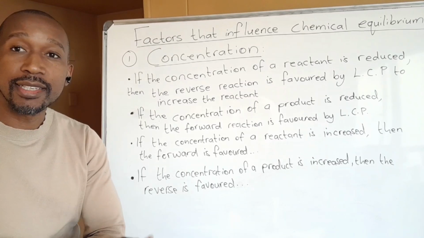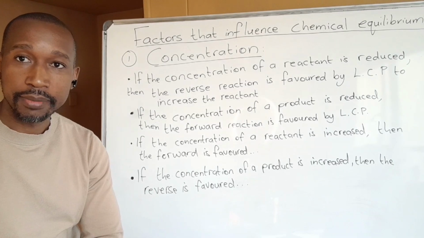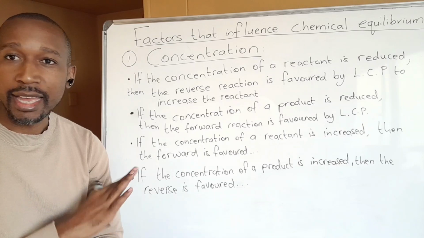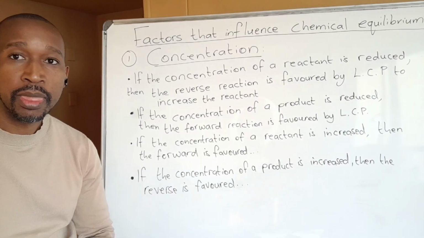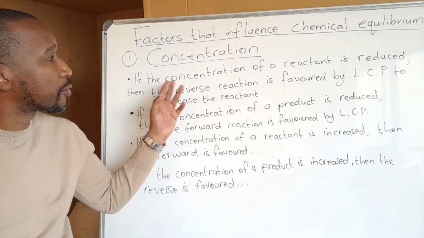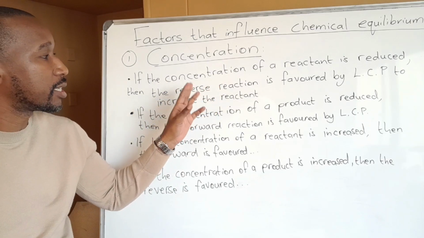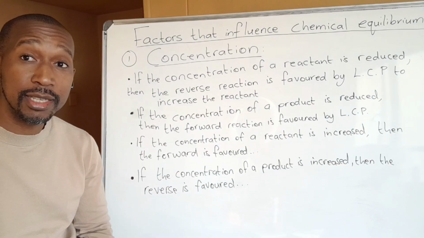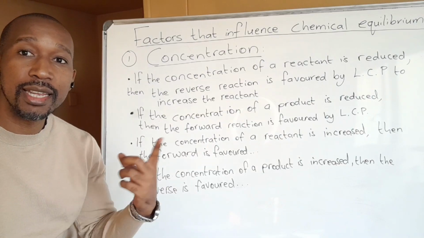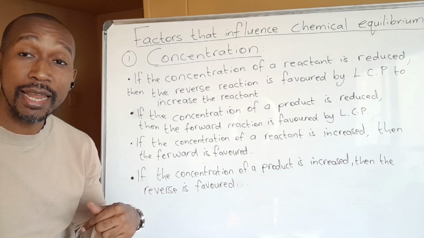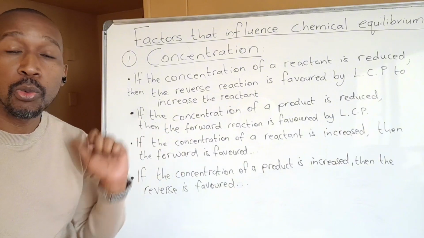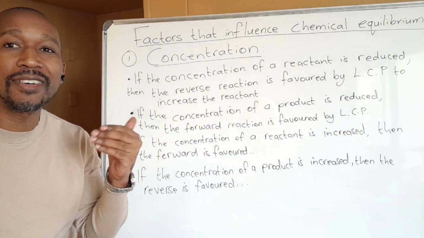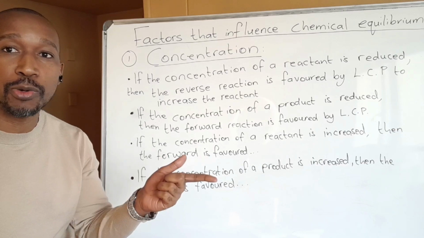Okay, now let's discuss concentration in detail. That will give you the explanations that you would need to give in any of your questions to deal with concentration. So first of all, what happens if concentration of the reactant is reduced? By Le Chatelier's principle, we would need the reaction to replenish the reactants that are reduced. Therefore, the reverse reaction would be favored in order to give us more reactant and less products.